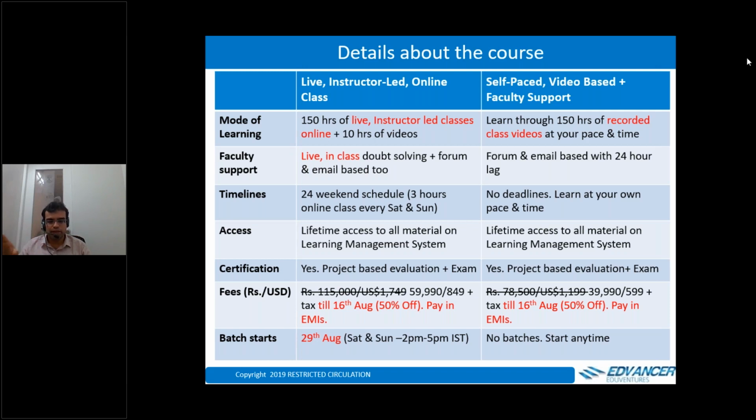At the moment for our next batch, which starts on 29th of August, timing being 2 to 5 in the afternoon, you just need to pay 5,000 to register yourself, and the rest can be done through EMIs through our financing partner before the batch begins.